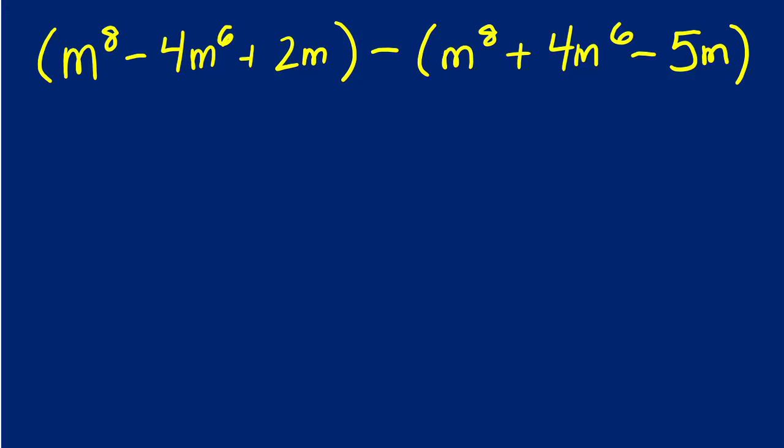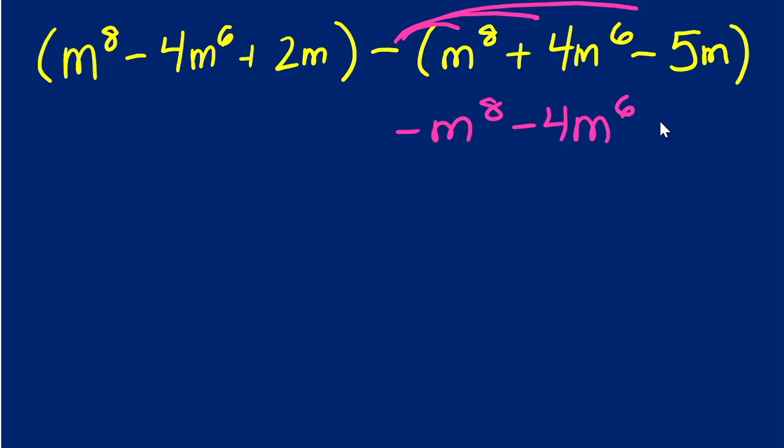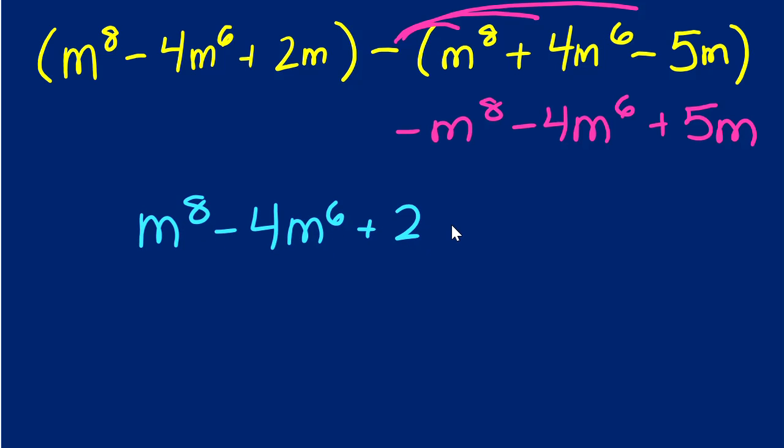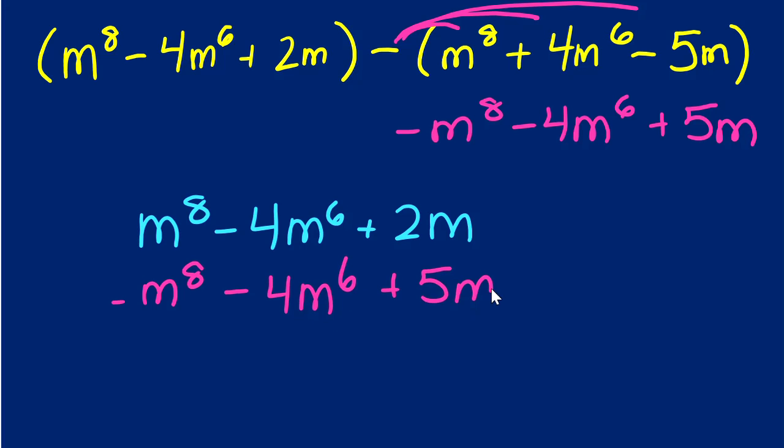All right. So our first step should have been to distribute that negative sign again. It's going to give us a negative m to the 8th, a negative 4m to the 6th, and a positive 5m. We can start rewriting our first polynomial. The first one says m to the 8th minus 4m to the 6th plus 2m. And we'll drop our second polynomial underneath it. So that's a negative m to the 8th, a negative 4m to the 6th, and a positive 5m.